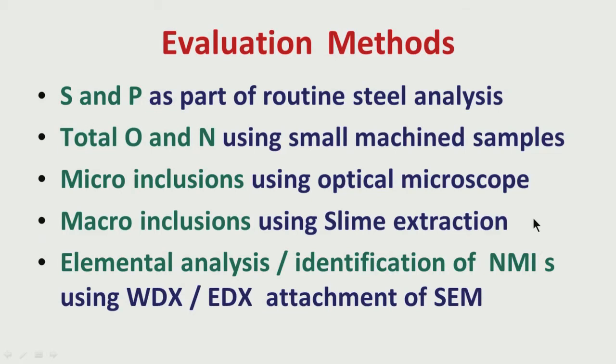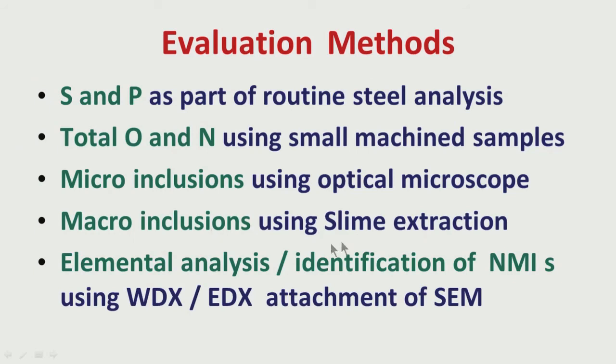So, after electrolysis, what will be electrolyzed? The steel will be taken into the electrolytic solution, and what will remain as slime are the macro inclusions. After extraction, we can see those slime under different evaluation techniques, like we can use SEM to find out what the constituents are. We can see those at low magnification under a microscope to find out what the sizes are. These are the techniques for evaluating macro inclusions.